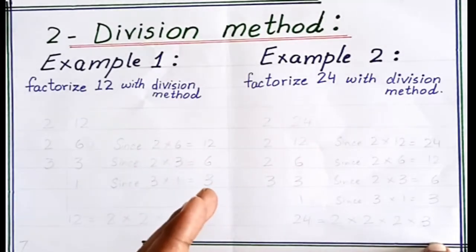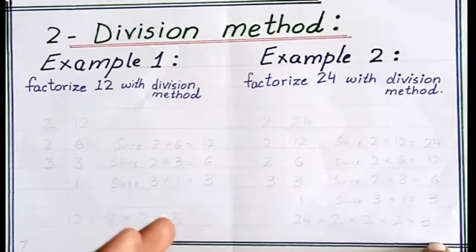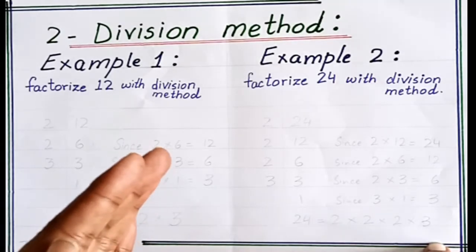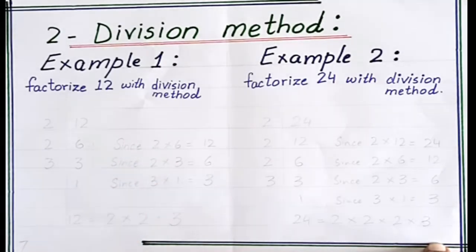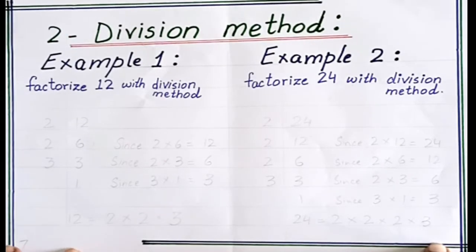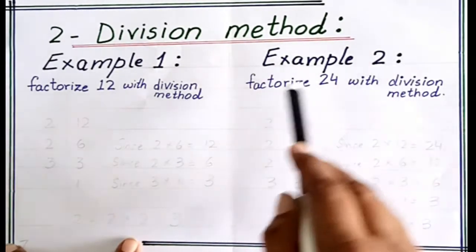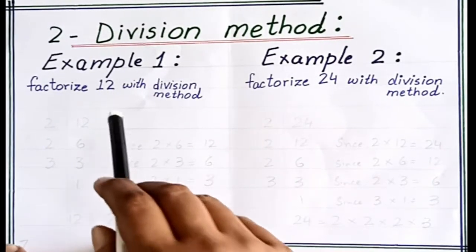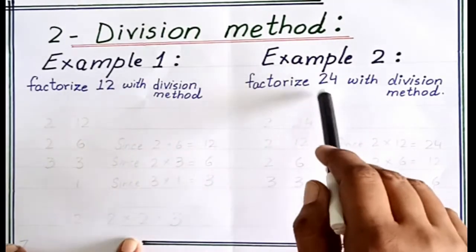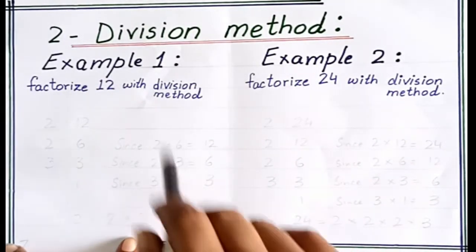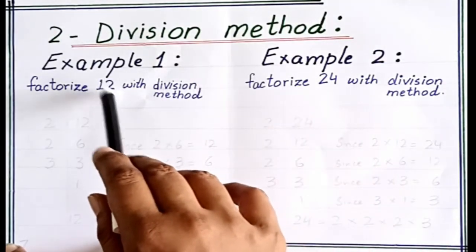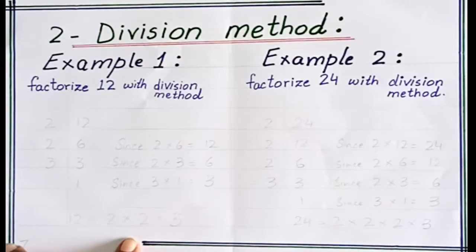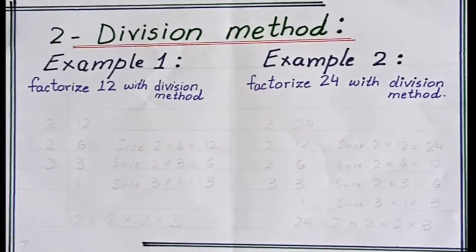Previously we found the factorization with the factor tree method, but in this slide we will learn how to factorize a number with the division method. And in example 2 we will factorize 24 with the division method. In the previous slides you factorized 12 and 24 with the factor tree method. In this slide, in the division method, you will factorize 12 and 24, the same numbers, which we have done previously.